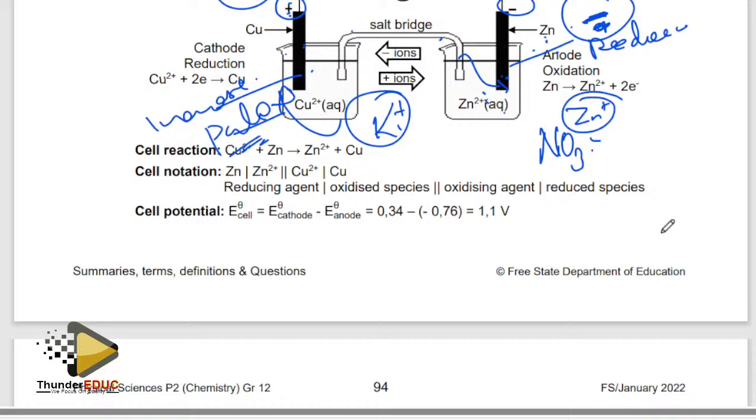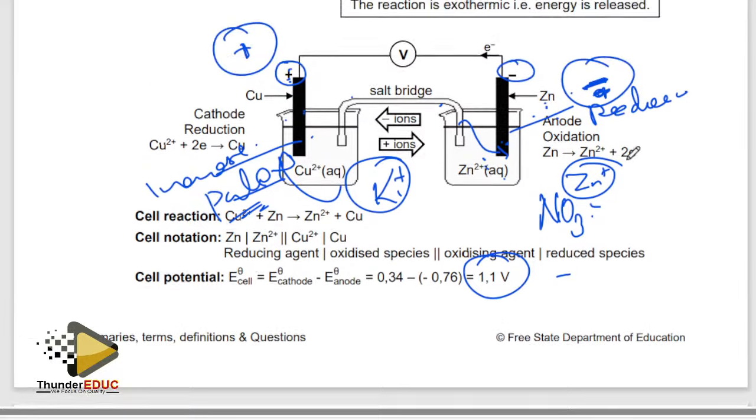Then number two, when you get a positive value, it means that the cell is spontaneous. It can continue on its own. When you get a negative value, it means that it is non-spontaneous. It cannot continue on its own. It will require an external battery for it to continue.